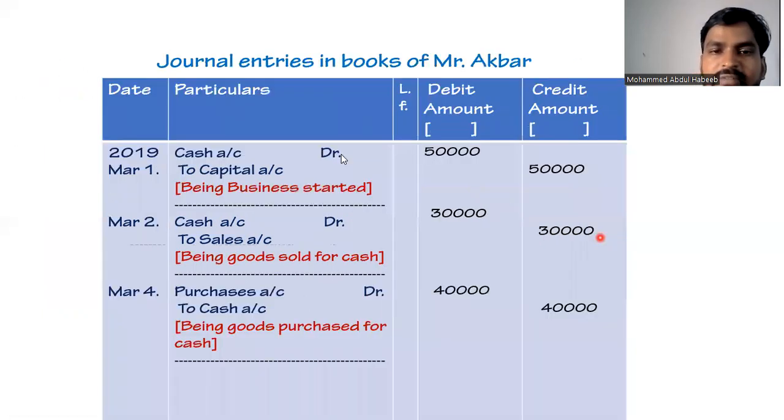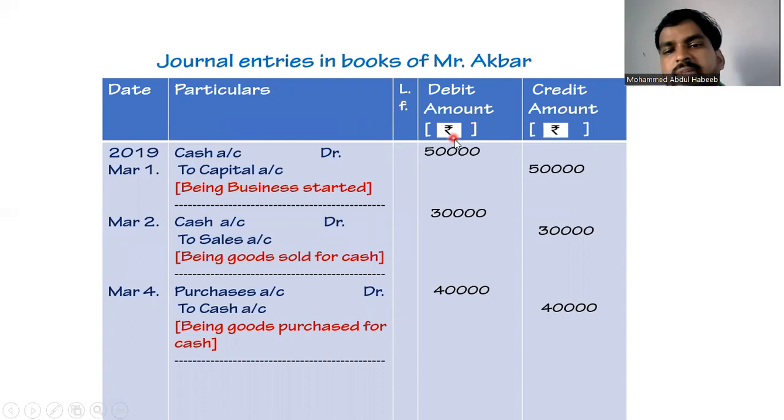The heading will be taken as journal entries in books of Akbar. Here is the format for journal entries: date, particulars, LF, which stands for ledger folio, debit amount rupees, credit amount rupees. He has started the business on 2019 March 1st. The first journal entry was cash account debit 50,000 to capital account 50,000, and the narration was being business started, followed by the subsequent journal entries. So this is how our solution should appear.